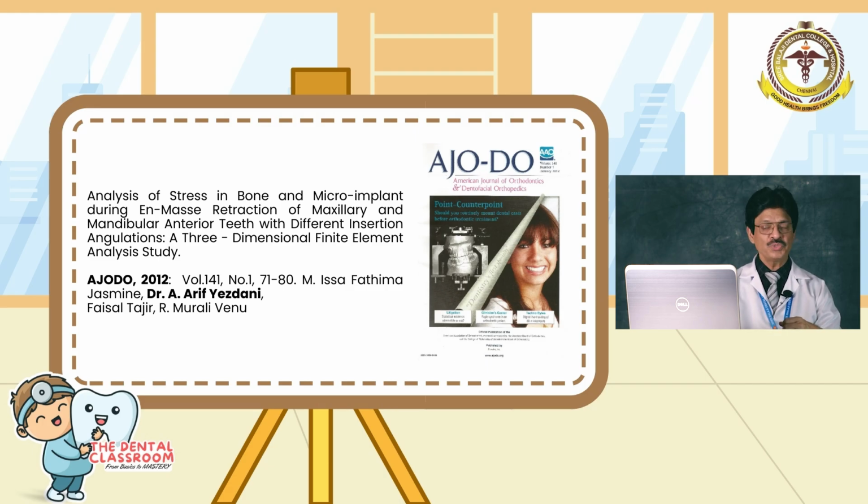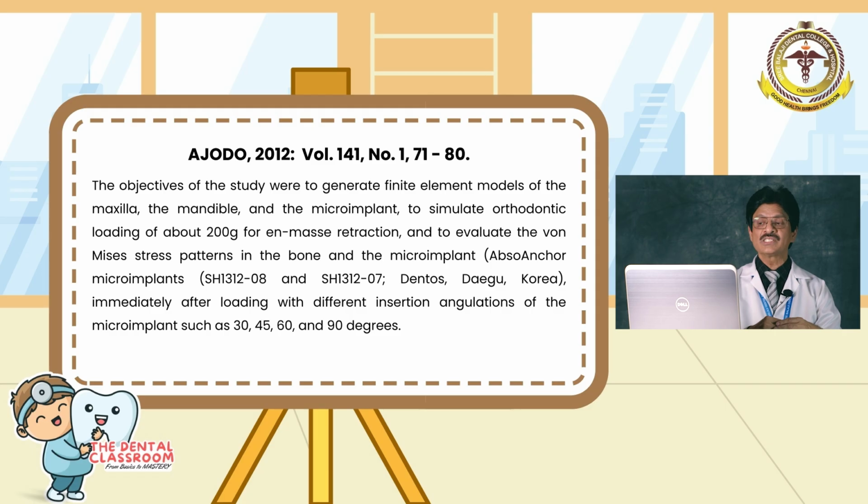So what did we actually do here? The objectives of our study at that particular period of time were to generate a finite element model of the maxilla, the mandible, and the microimplant to simulate orthodontic loading of about 200 grams for en masse retraction, and to evaluate the von Mises stress patterns in the bone and the microimplant immediately after loading with different insertion angulations of the microimplant, such as 30 degrees, 45 degrees, 60 and 90. So we would like to know which is the best insertion angulation.